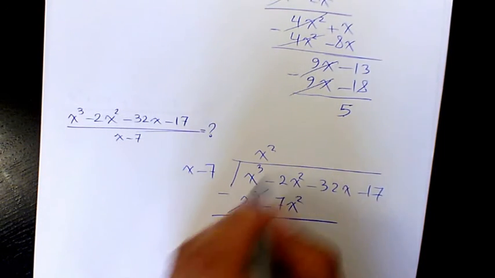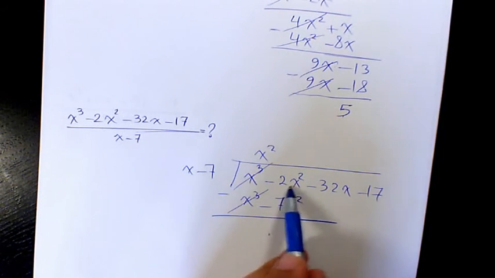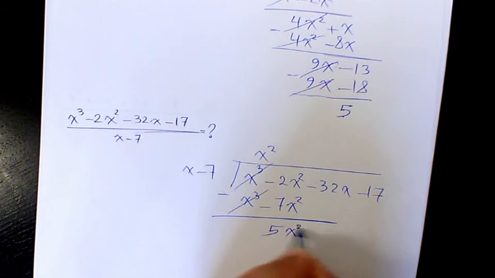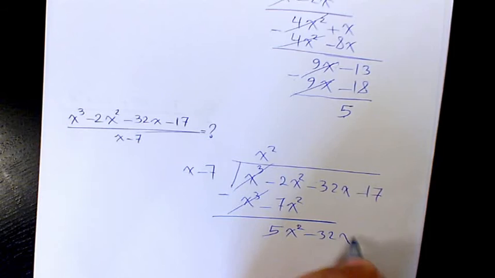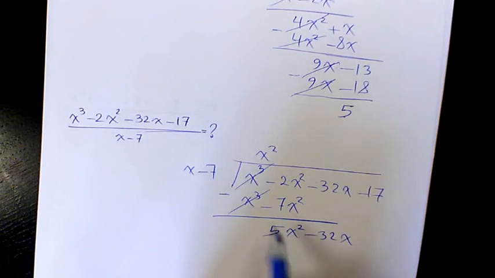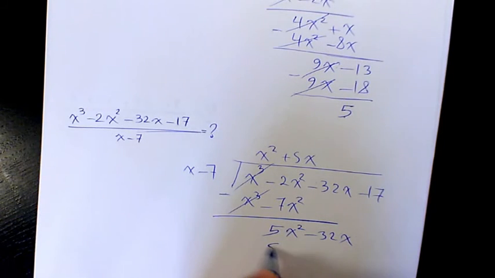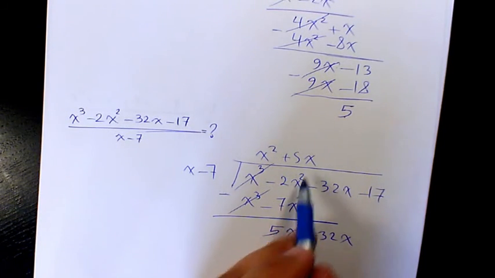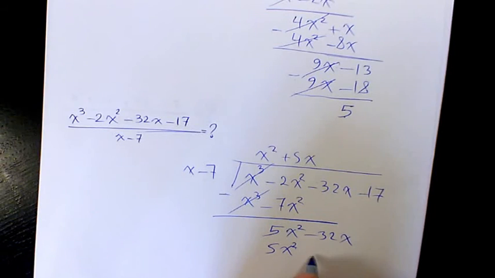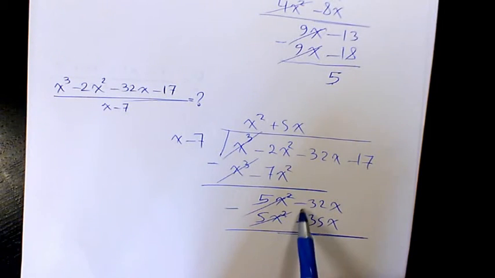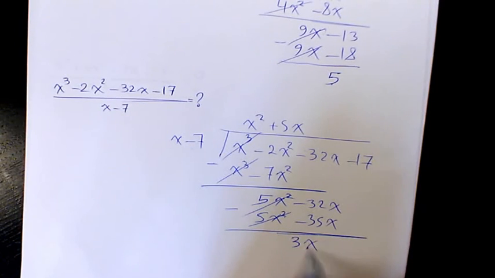When you subtract it, these two cancel out. Negative 2x squared minus negative 7x squared is going to be 5x squared. Then negative 32x. 5x squared divided by x is going to be 5x. 5x times x is going to be 5x squared. 5x times negative 7 is going to be negative 35x. When you subtract it, these two cancel out. Negative 32x minus negative 35x is going to be 3x.